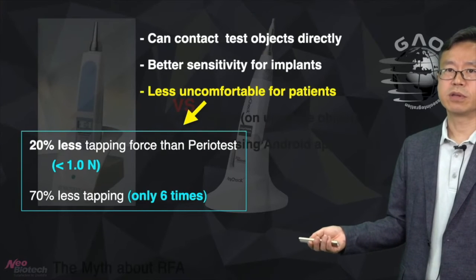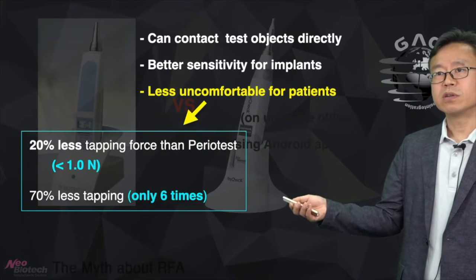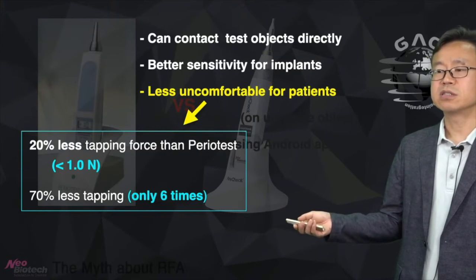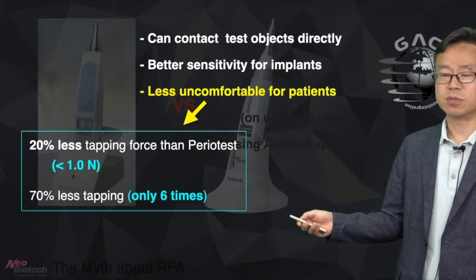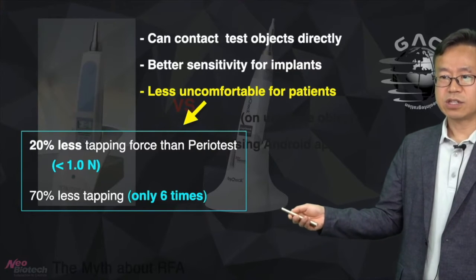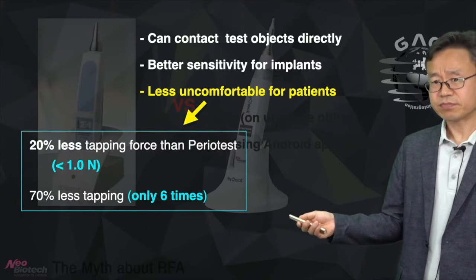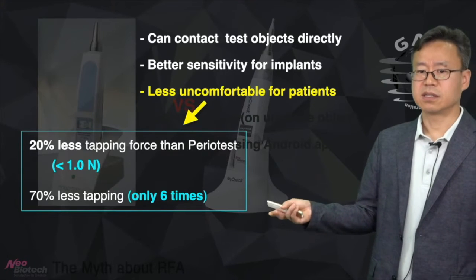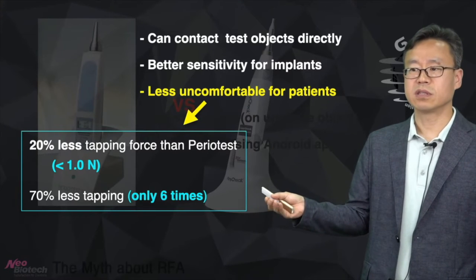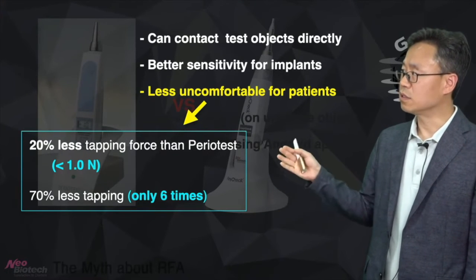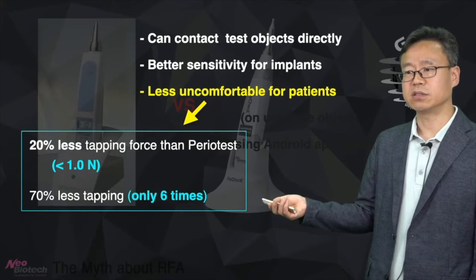Another difference between the perio test and AnyCheck: the tapping force and the number of tappings for measurement is reduced greatly. So this is much more comfortable for patients. With AnyCheck, it hits the implant only 6 times compared to the perio test. It's like 70% less tapping, or less tapping force than the perio test. So this is why it's more comfortable to be used on patients.